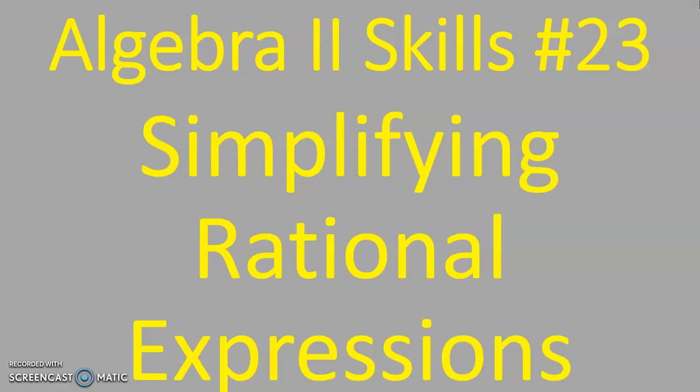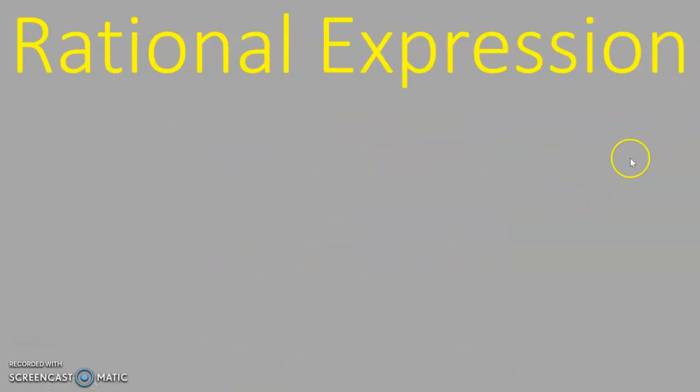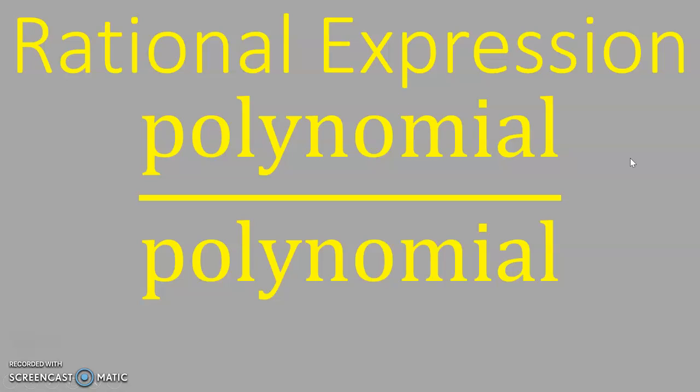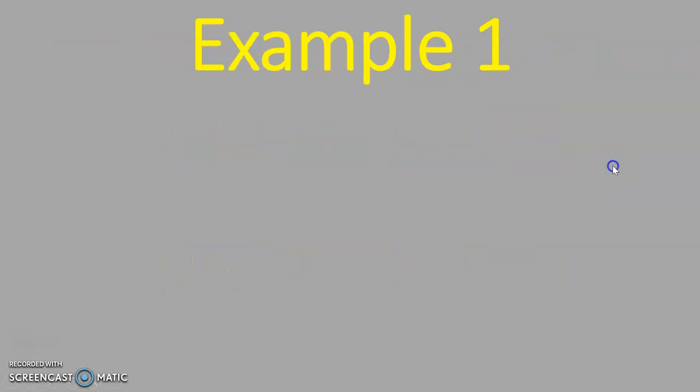Okay, Algebra 2 skills number 23, simplifying rational expressions. So let's talk about what a rational expression is. A rational expression is just a polynomial divided by another polynomial. We talked in the past about what a polynomial was. Remember, the word rational means like a ratio in math. So you can see it's a ratio, or a division, of two polynomials.